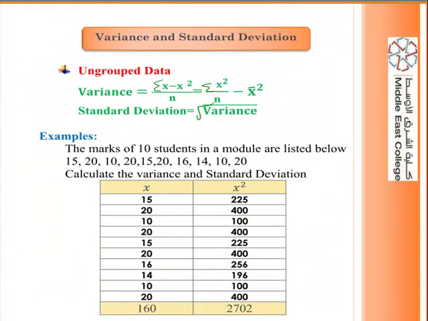This is a revision. How can we compute variance and standard deviation? For ungrouped data, we can use this formula: the variance is equal to the summation of x squared divided by n, minus the mean squared, where x is our values and n is the number of data that we have. The standard deviation will be equal to the square root of the variance.